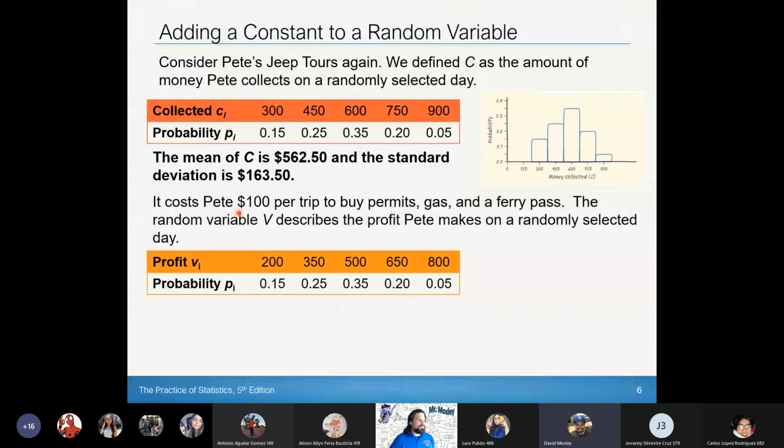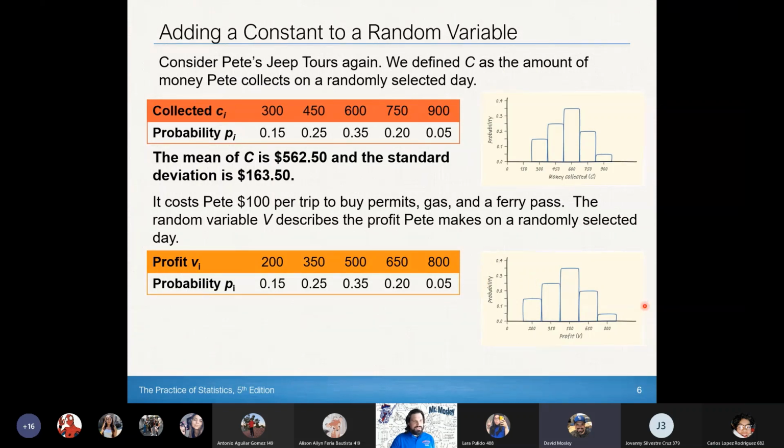Right. It costs Pete $100 per trip to buy permits, gas, and a ferry pass. The random variable V describes the profit Pete makes on a randomly selected day. Right, so again, we get to the profit by subtracting 100 from the money collected. And again, our probabilities of each of these outcomes stays the same. It kind of just carries over from the other tables. Once again, the shape stays the same.